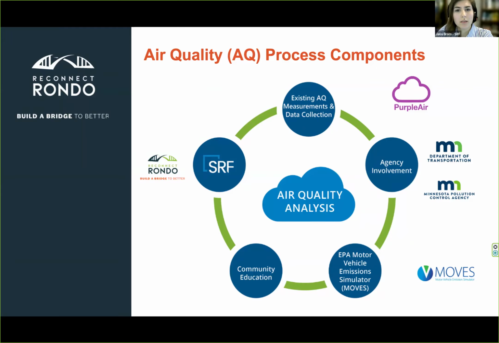I'll explain more about purple air and what it is on the next slide. The next component is involvement from state agencies that regulate or study air quality in Minnesota. A large component of this process involves modeling emissions using a software created by the Environmental Protection Agency, or the EPA. This air quality modeling software is called the Motor Vehicle Emissions Simulator, which is often abbreviated to MOVES. And last but certainly not least, an important piece of this process is documentation and education.